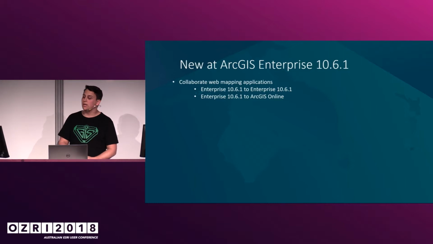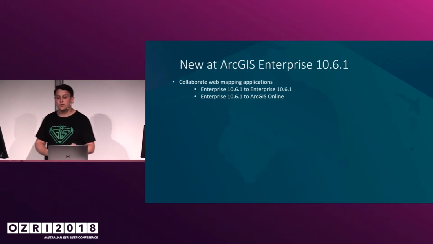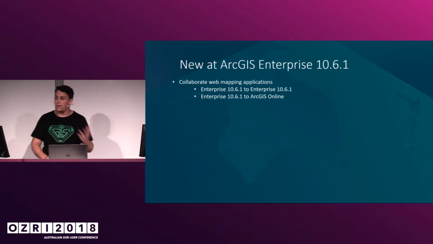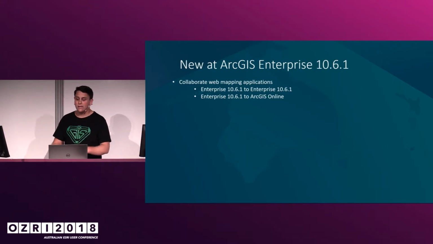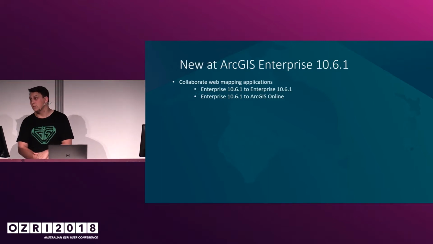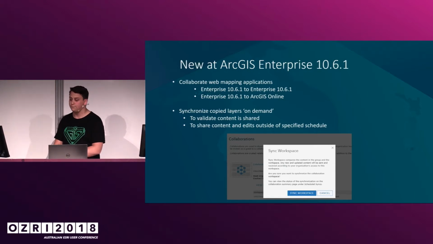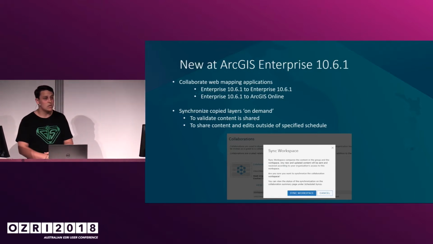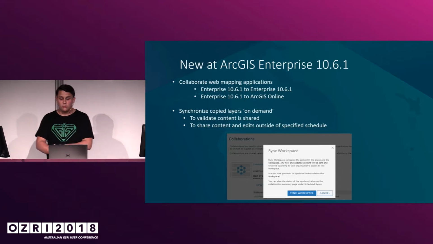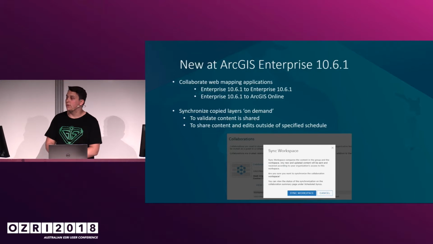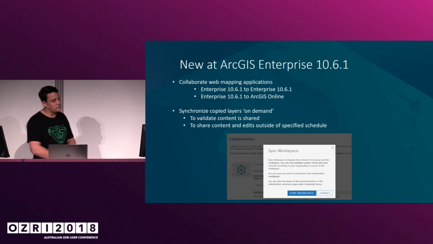New at 10.6.1, you can now collaborate web mapping applications between 2 enterprise deployments or between Enterprise 10.6.1 and ArcGIS Online. This means that you can enable field work through the ArcGIS Online and then have an internal copy of all of your applications. You now have the ability to synchronize your collaborations on demand as well, meaning that if the last synchronization was last weekend, you can ensure that any changes that have occurred since then filter through, meaning that you have the latest information available to support any decisions that need to be made.